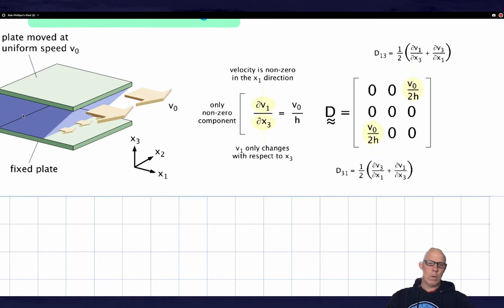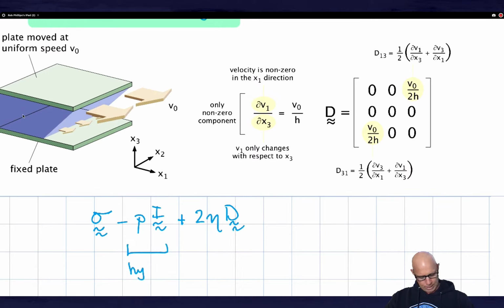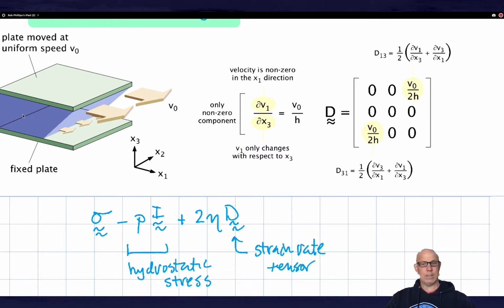And what we're going to end up saying is that the total stress, so I'm going to write that at the moment as a matrix, is going to be given by this expression, where this piece is the hydrostatic stress, and I'll come back to that in a moment. And this piece is the strain rate tensor, and that accounts for effects like the one I was just talking about, which is the velocity gradients.